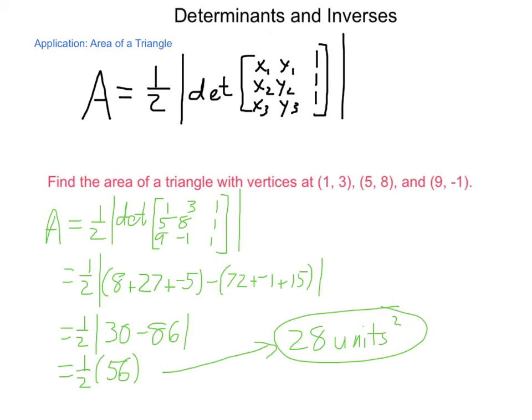So how can we then take this and also move forward to actually being able to find an inverse? We've had an application for determinants. Now we're going to use that determinant to find an inverse matrix.